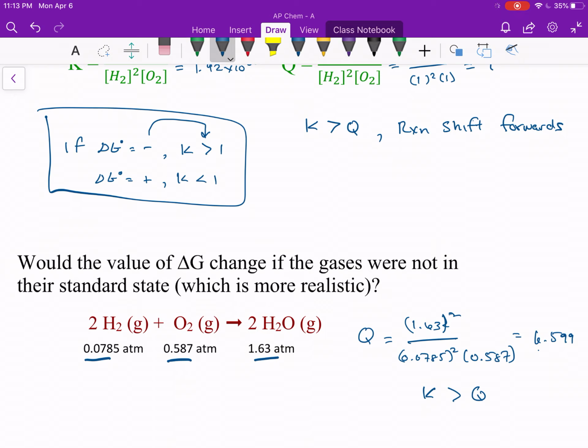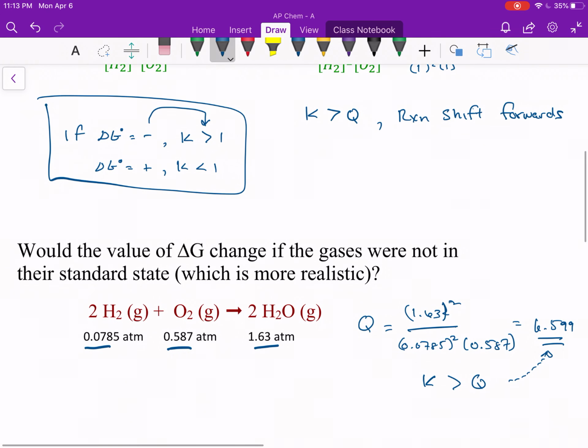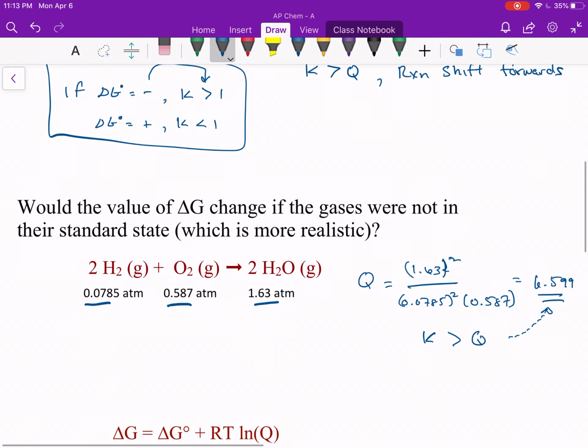But again, as Q gets bigger, when Q equals K, we know that the process has reached equilibrium. And so now we're a little bit closer to equilibrium. The closer we get to equilibrium, the lower the value of delta G becomes, because remember, when we hit equilibrium, delta G equals 0. So how can we figure out the new value of delta G? How close have we got to 0?